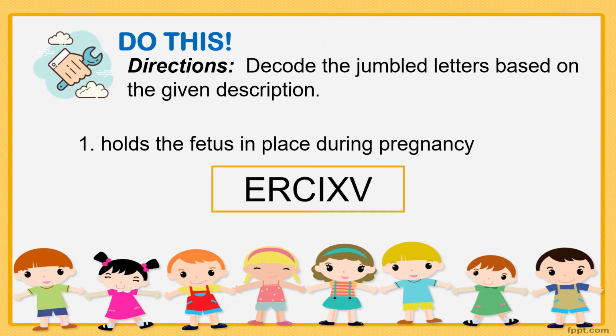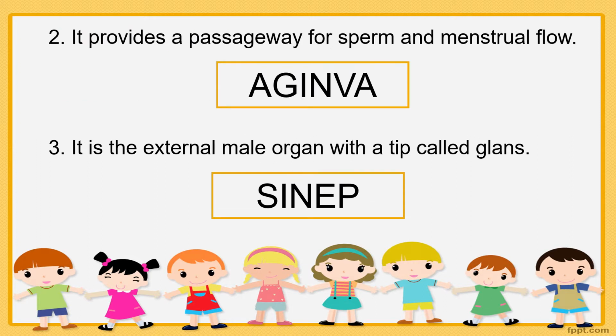This time, learners, let us do this activity. Directions: decode the jumbled letters based on the given description. 1. Holds the fetus in place during pregnancy. 2. It provides a passageway for sperm and menstrual flow.